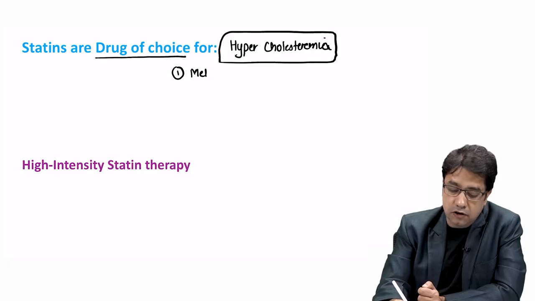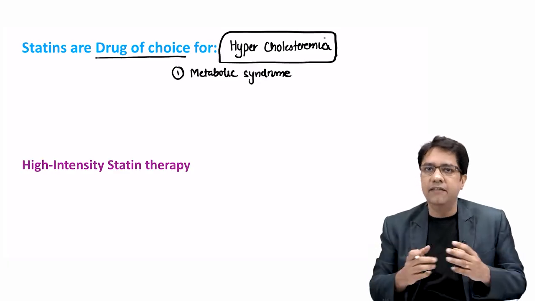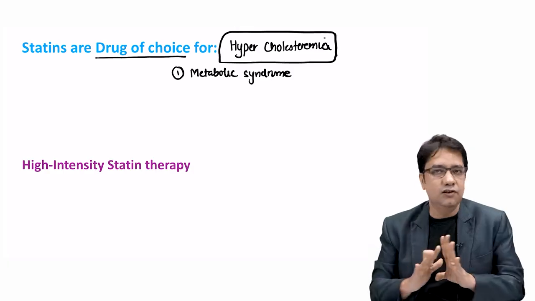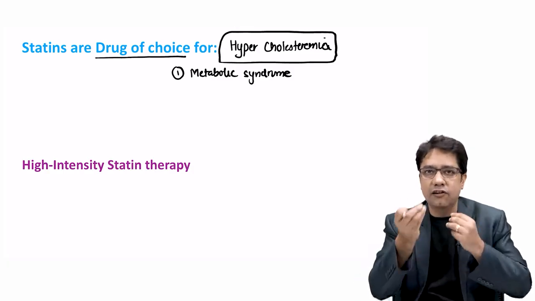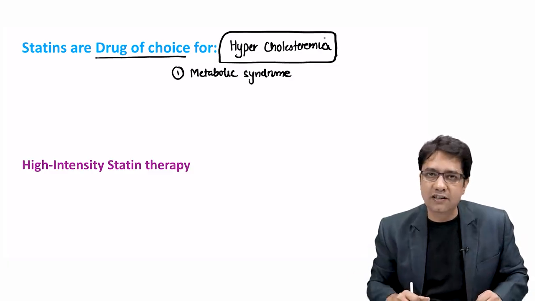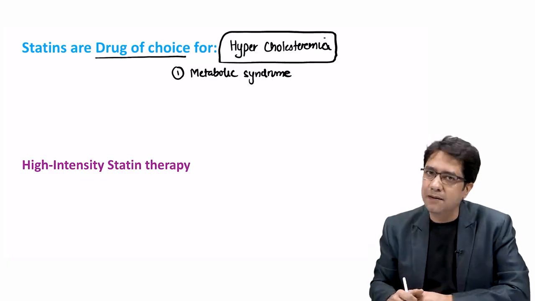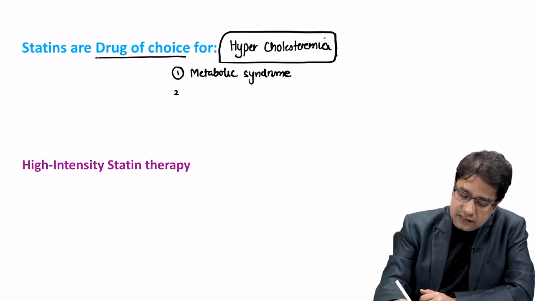The most common cause is metabolic syndrome. Metabolic syndrome means a person is obese, having a sedentary lifestyle, meaning no exercise, eating a lot of pizza and high calorie diet, which can lead to hypercholesteremia. So it's a lifestyle disease. It is the most common cause of hypercholesteremia. Other causes are nephrotic syndrome.